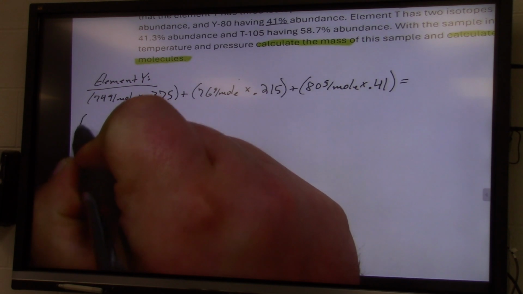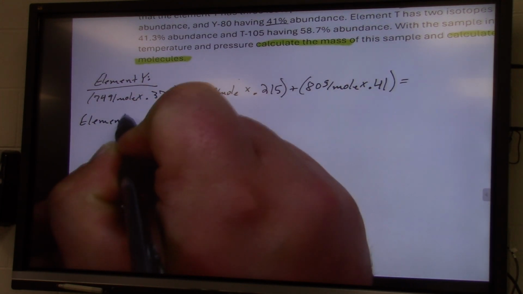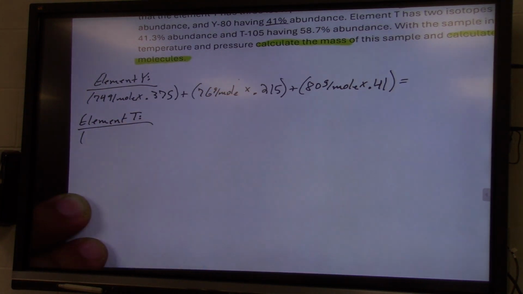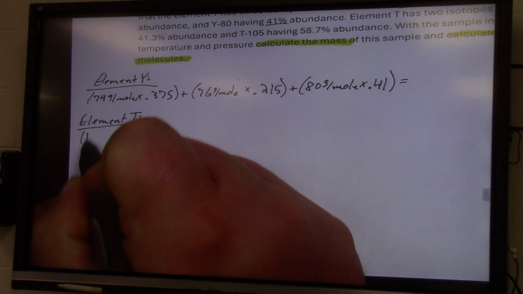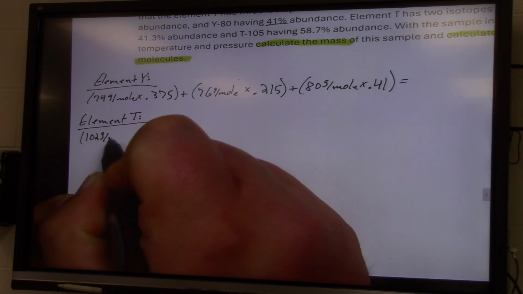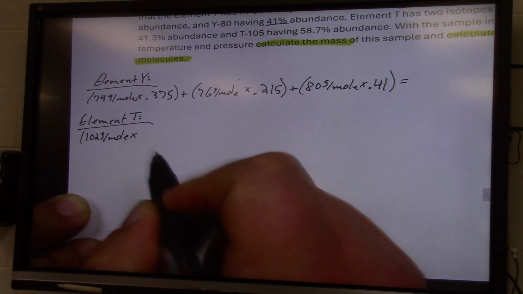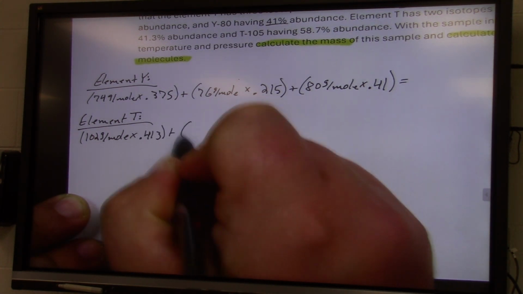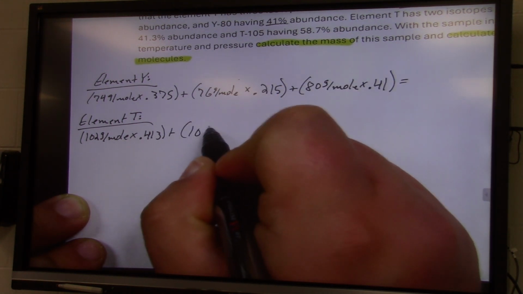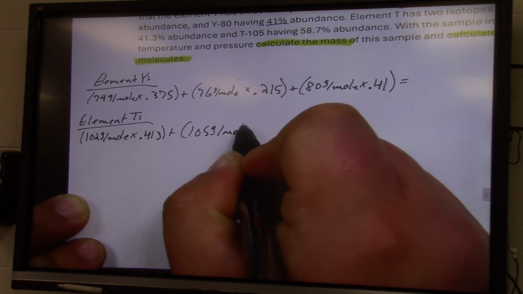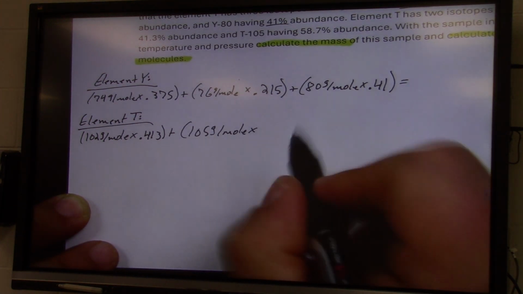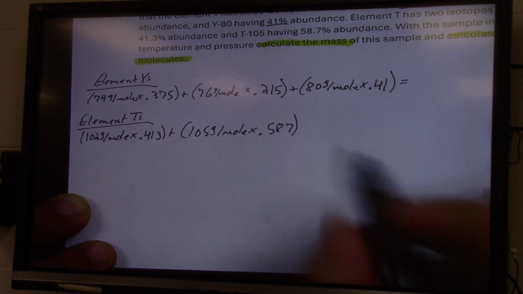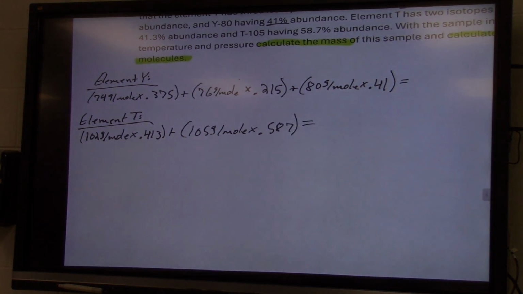I can also do element T. For element T, I have 102 grams per mole times 0.413, plus 105 grams per mole times 0.587. Throw these both in the calculator.